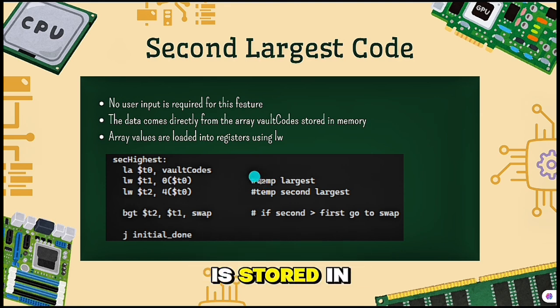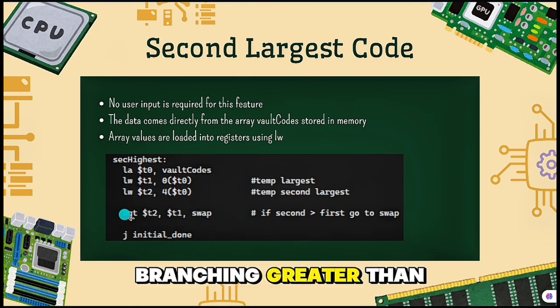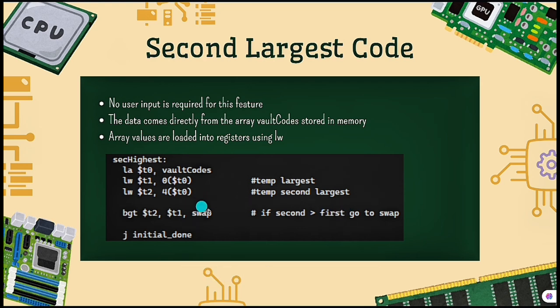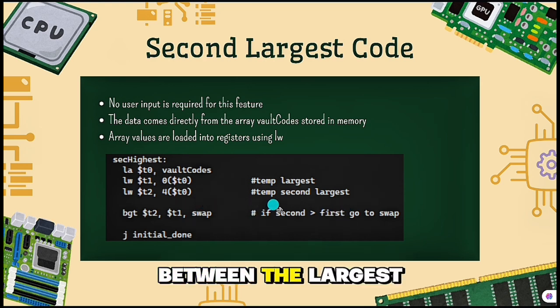The first value is stored in T1 as the temporary largest value, and the second value is stored in T2 as the temporary second largest value. And then after that, we go to the BGT instruction, BGT T2 T1 swap, branch if greater than, to check if the second value is larger than the first largest value. If the condition is met, it will jump to swap. This instruction ensures the correct order between the largest and second largest value.